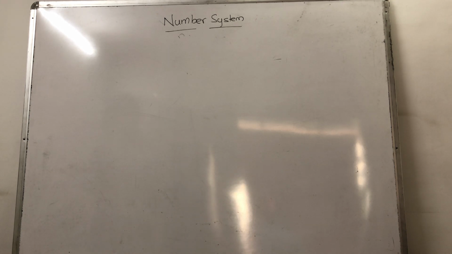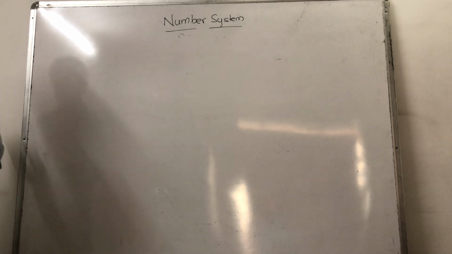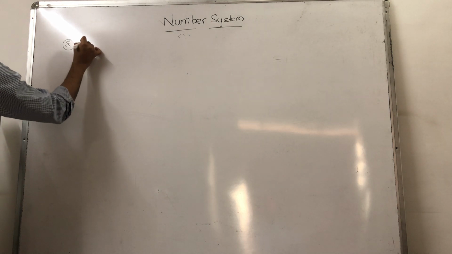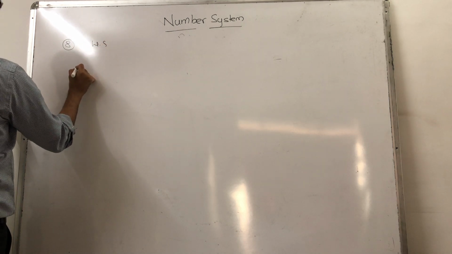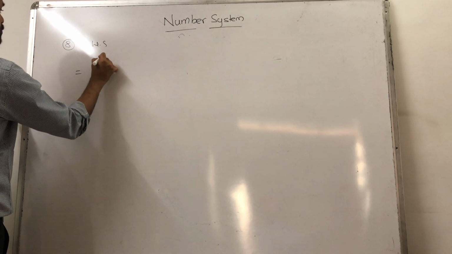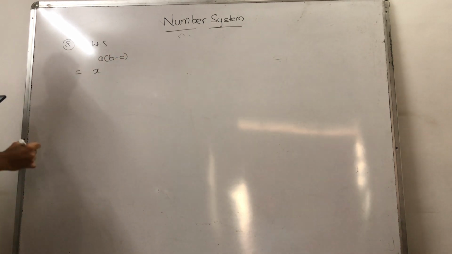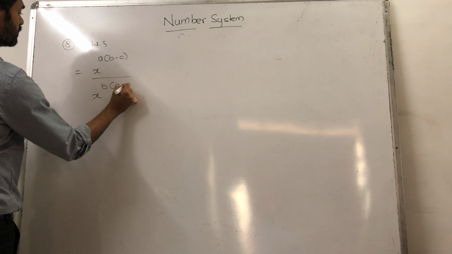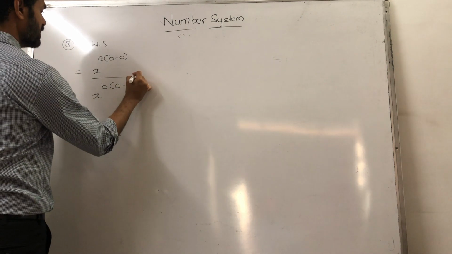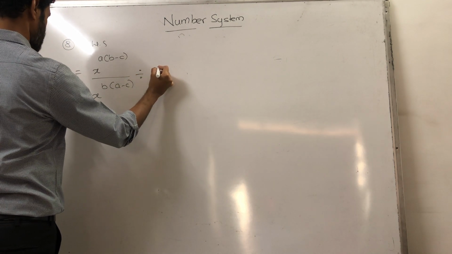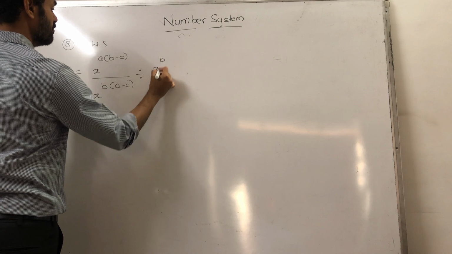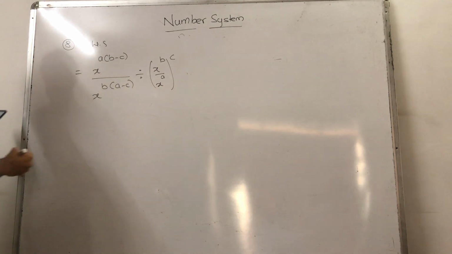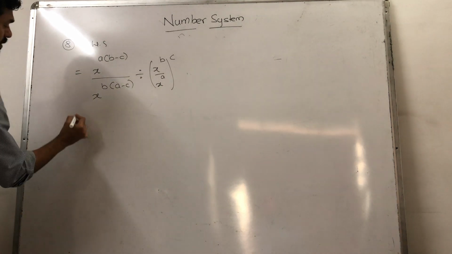Next, we take question number 8, which again we notice it's a product sum. I'll write the LHS of question number 8. The LHS is x raised to a into b minus c upon x raised to b into a minus c divided by x raised to b by x raised to a, whole raised to c. We have to show that this is equal to 1.